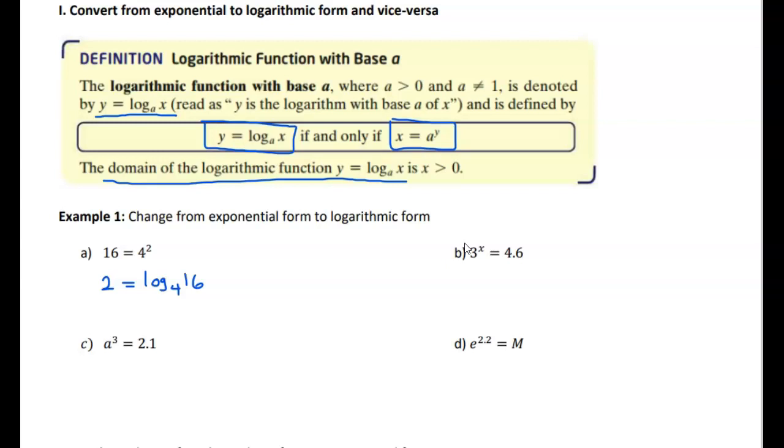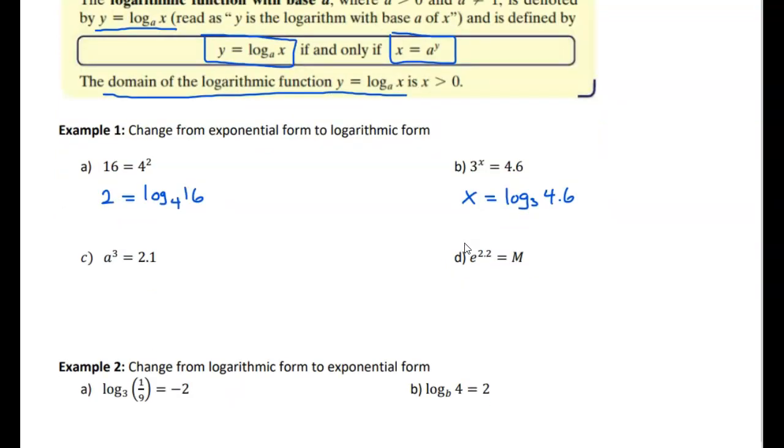Part B, 3 to the x is 4.6. Here we have the exponent x equals log base 3 of the answer, of 4.6. Part C, the exponent 3 equals log of the base of the exponential, which is a, of 2.1. D, we have the exponent 2.2 equals log of the base e of the number m.